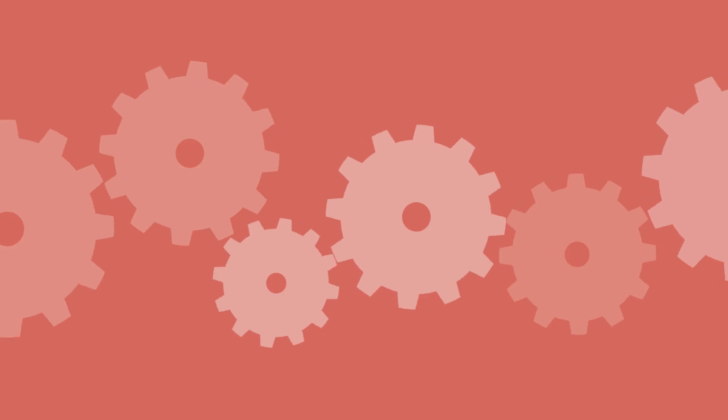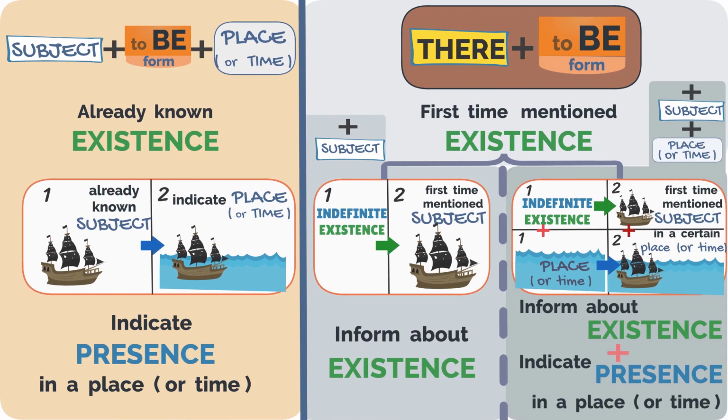Thus, the difference between the form subject plus verb to be, and the form there plus verb to be, is that in the first case, the existence of the subject is already known, and we only indicate its presence in a place or time. In the second case, we inform about the existence of the subject, and at the same time, if necessary, indicate its presence in a certain place or time.